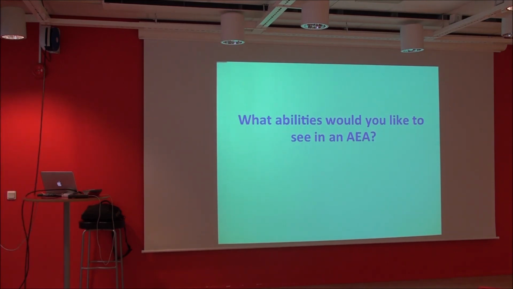Sarcasm, irony. They want agents with sarcasm and irony. Yes, and then there are metaphors and cultural differences. They should be able to understand and produce metaphors, and they should show some cultural differences. So I think in this list, irony and sarcasm are the most difficult ones. I haven't seen any system so far that does that. Cultural differences, yes, that is coming.